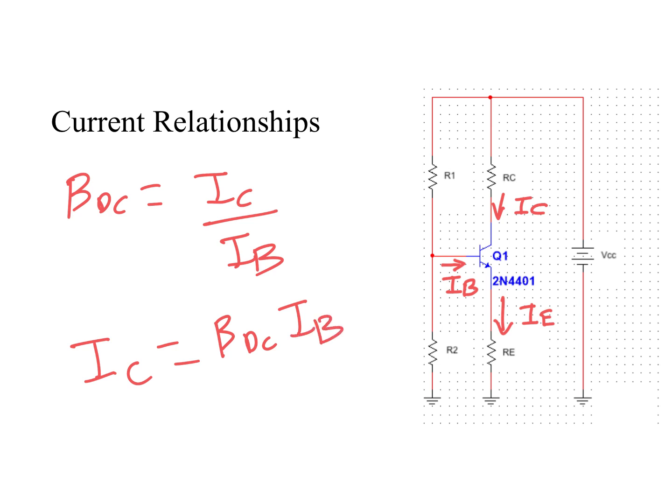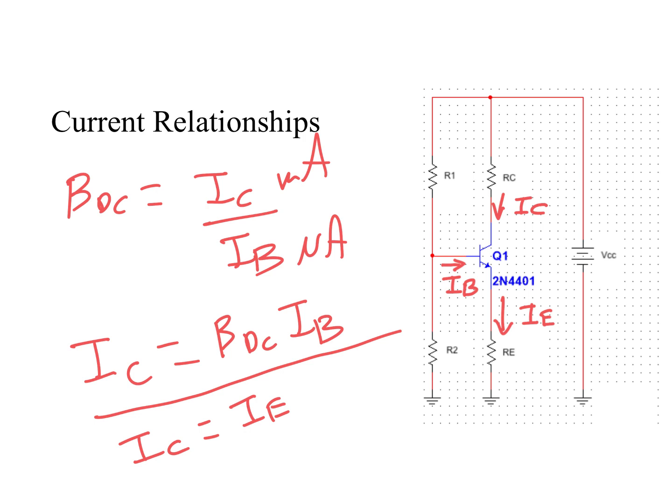As a general rule, this is going to be in microamps, and that's going to be in milliamps. We also saw in our introductory transistor discussions that for all intents and purposes, the collector current is equal to the emitter current. They're 99.9% equal. Technically, the emitter current is slightly larger because it also includes the base current, but it's very much splitting hairs.